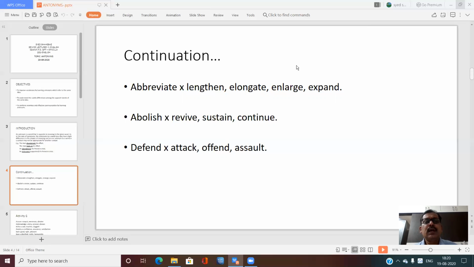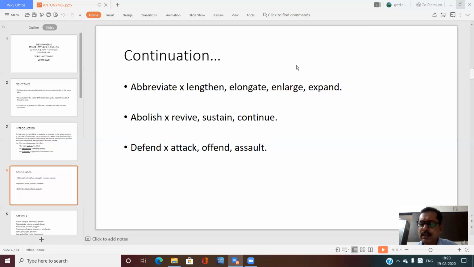Abbreviate, antonyms: lengthen, elongate, enlarge, expand. These are the antonyms, so let us use them in sentences. Abbreviate this report. The opposite sentence is, elaborate this report. Another example, GB is the abbreviation for Great Britain. The opposite sentence is, Great Britain is the expansion for GB.